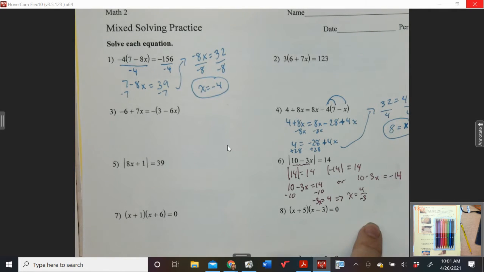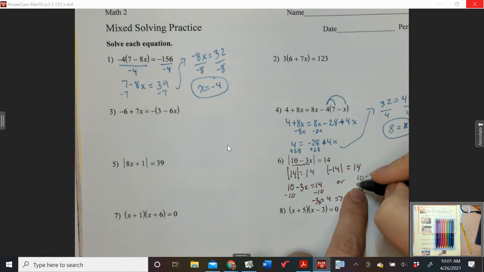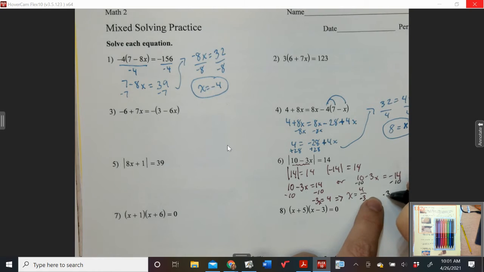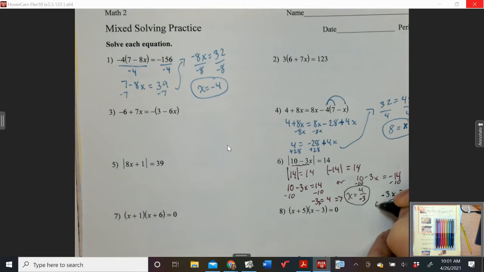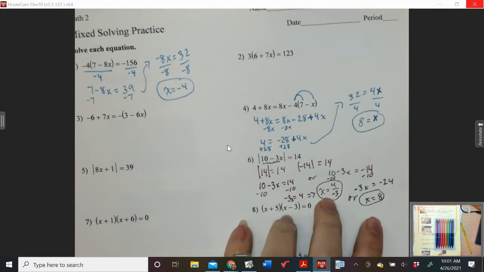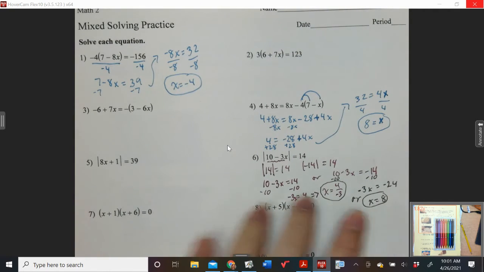This one I will solve in black. Again, we're going to subtract 10 from negative 14 now. So negative 3x equals negative 24. Dividing by negative 3, x is 8. So these 2 answers, and when you're dealing with absolute values, you get 2 answers.